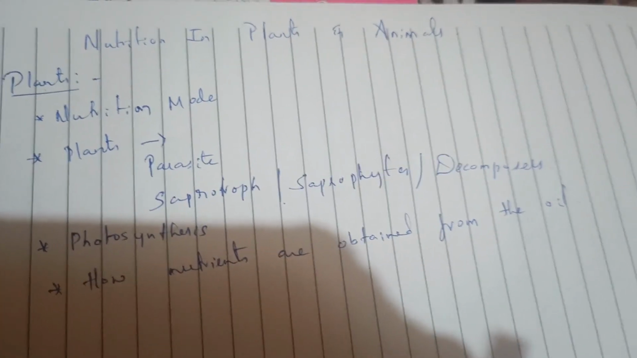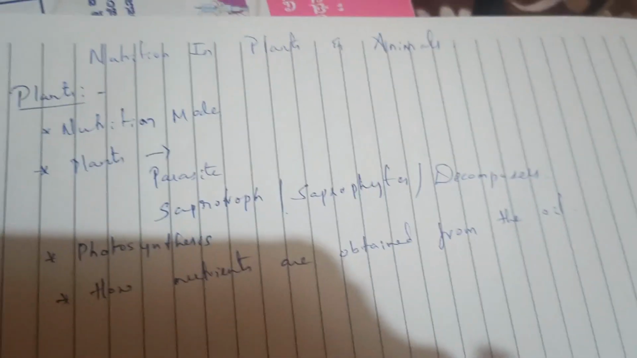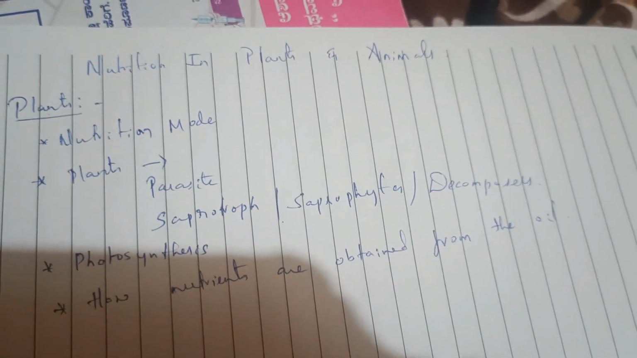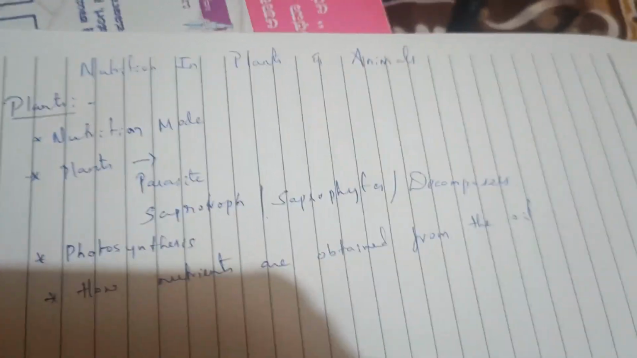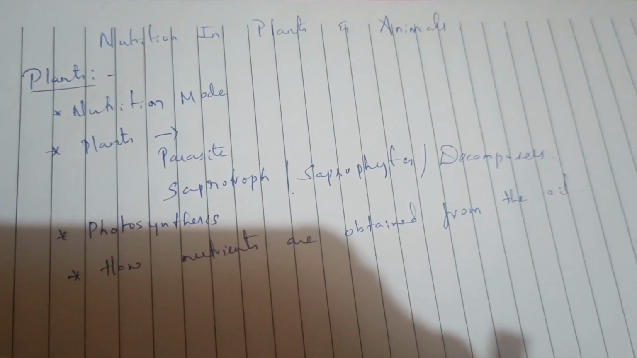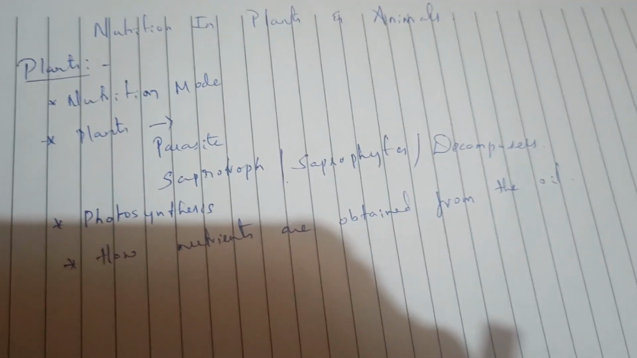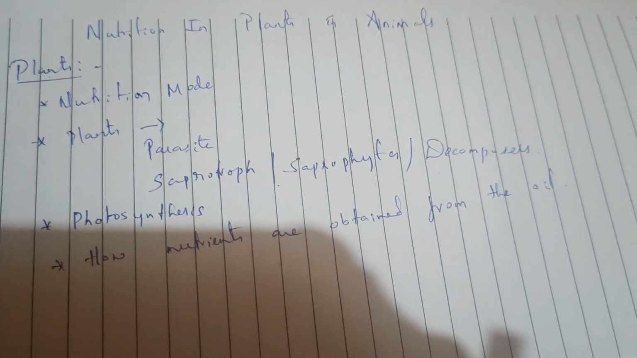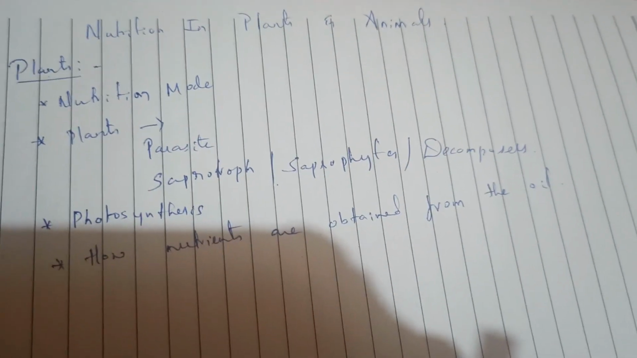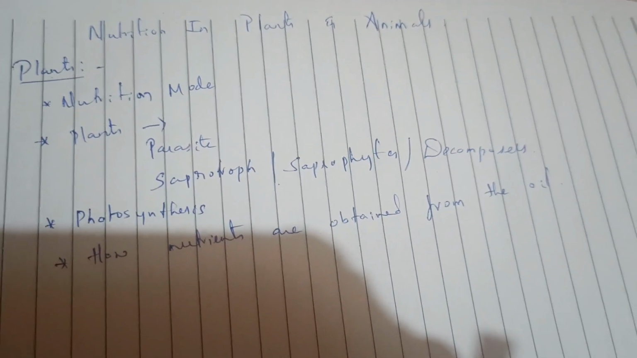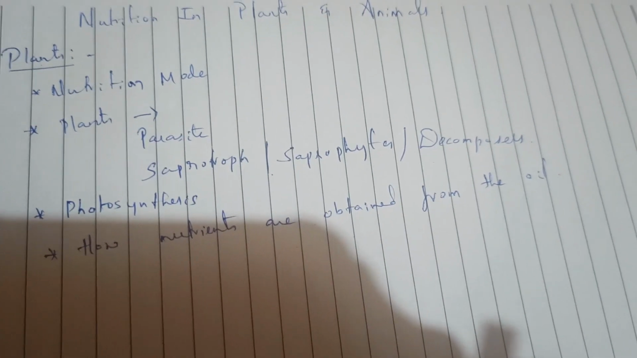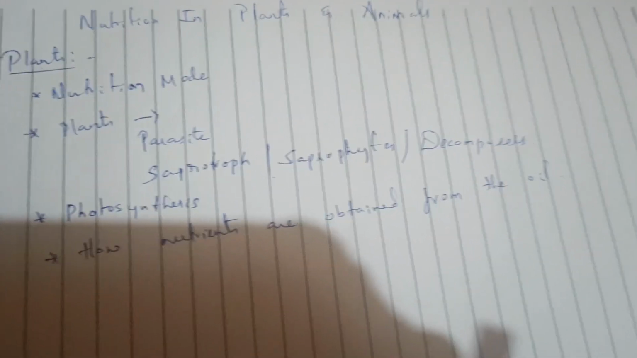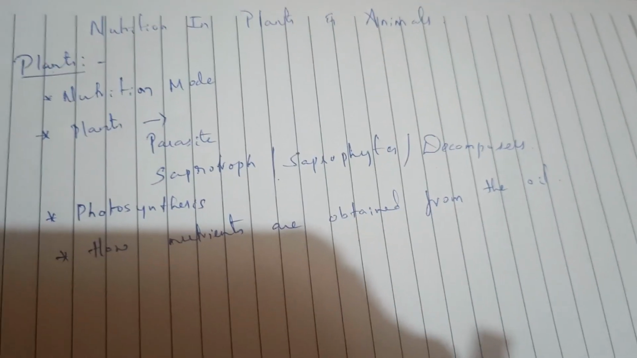So the first unit in biology class 7 is nutrition. And there come two chapters. First is nutrition in plants and the next chapter is nutrition in animals. So coming to the first topic of the first chapter, first of all we should know what is nutrition, maybe it's plants or animals.